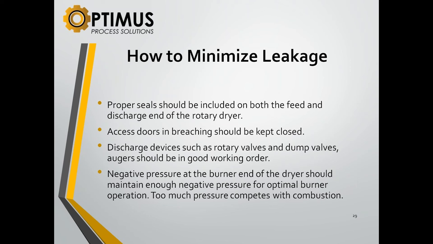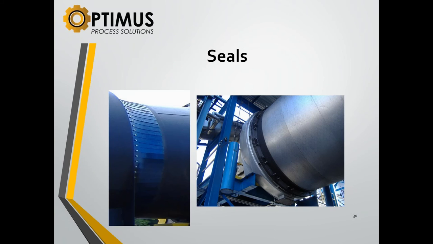Rotor valves and dump valves and augers should be in good working order and sealed, and the negative pressure at the end of the dryer should be maintained enough for optimal operation, but not so much that you can literally pull unspent fuel away from a burner if you have too much pressure. So you want to make sure that your air system operates to maintain a proper negative pressure, either with a damper or with a variable frequency drive on your exhaust fan, so you have the correct pressure pulling against that combustion system.